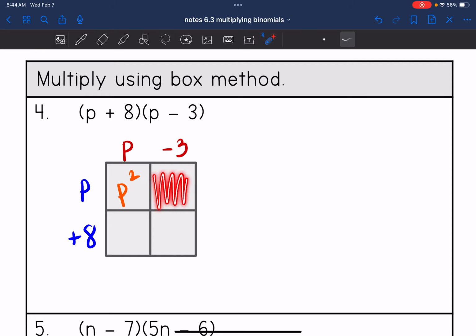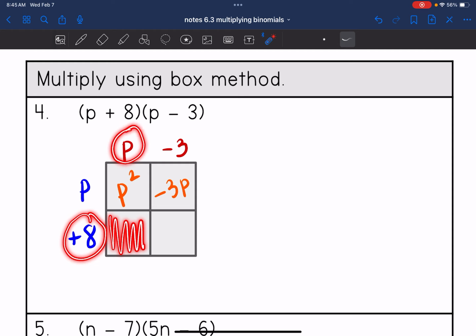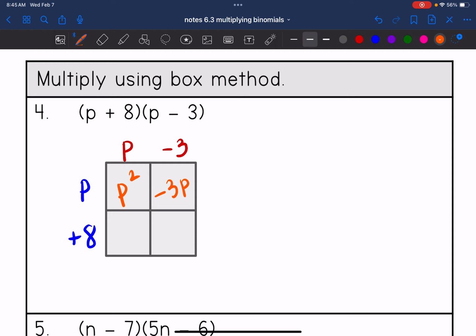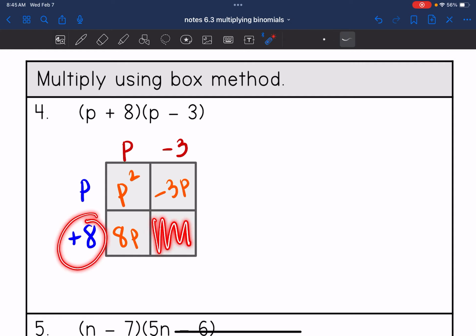Okay, now I'm going to go to this box here. P times negative 3 gives me negative 3p. Now moving to the bottom row, 8 times p is 8p. And then last square, 8 times negative 3 is negative 24.